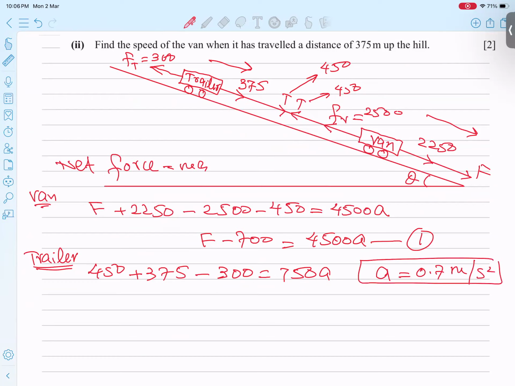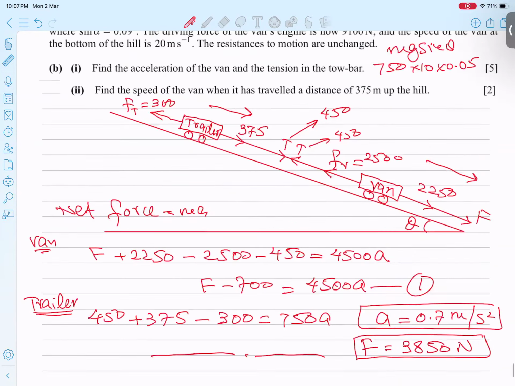I got it directly from here. And this acceleration I can plug in here to get the applied force, which I'm finding directly. So 4500 times 0.7 plus 700. If I check it, I'm getting 3850 newtons applied force. And I believe the point is very clear. So the first part of 4 marks is done.